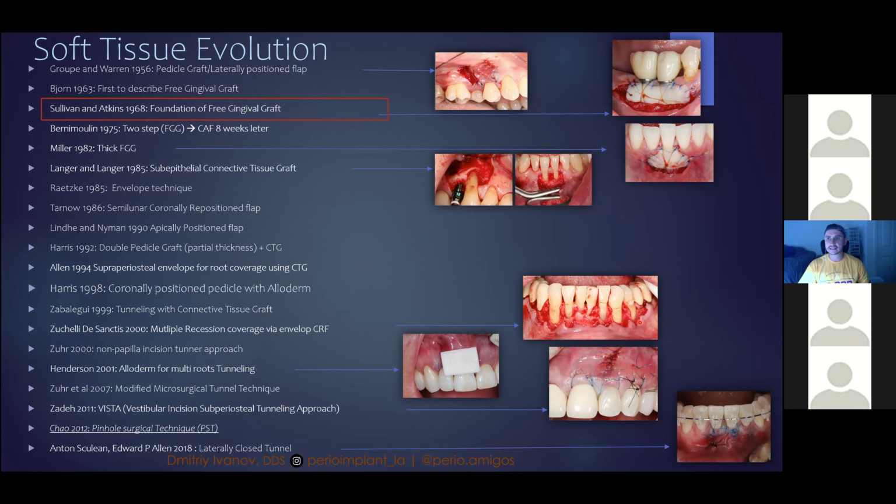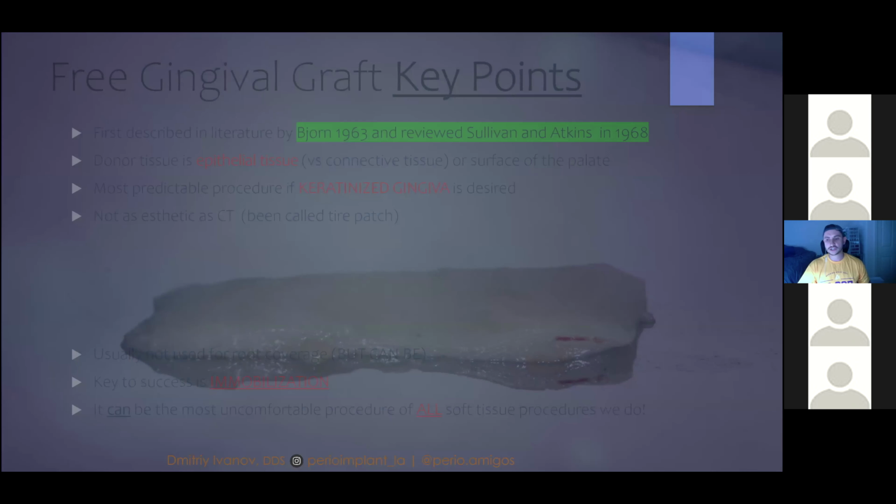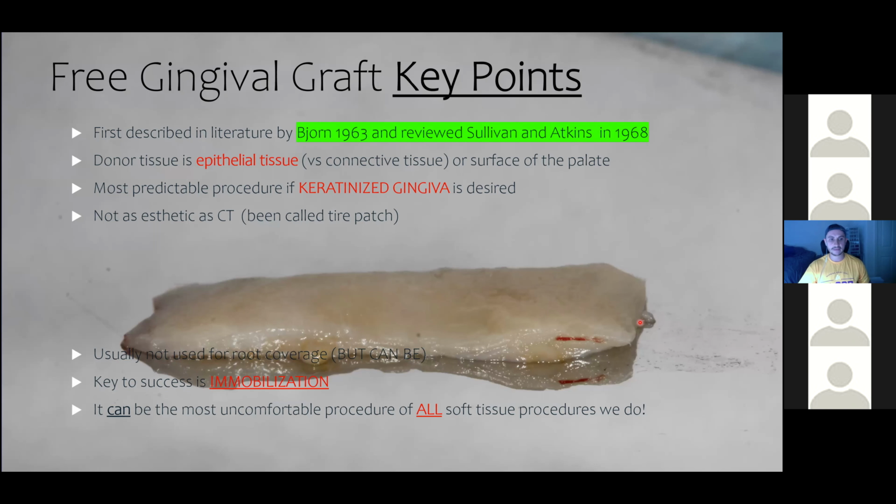Okay, so Sullivan and Atkins, again, it's a foundational procedure, and I want to spend a good amount of time talking to you today about this because it's an important procedure. It was introduced to us by Björn, and Sullivan and Atkins wrote the paper the way we know it today. Highly recommend reading it. If you need any papers that I'm mentioning here, I'm happy to share them with you as well. So it's an epithelial graft, right? It's the surface of the palate. It's the best way to gain keratinized tissue, whether it's around the tooth or around the implant.